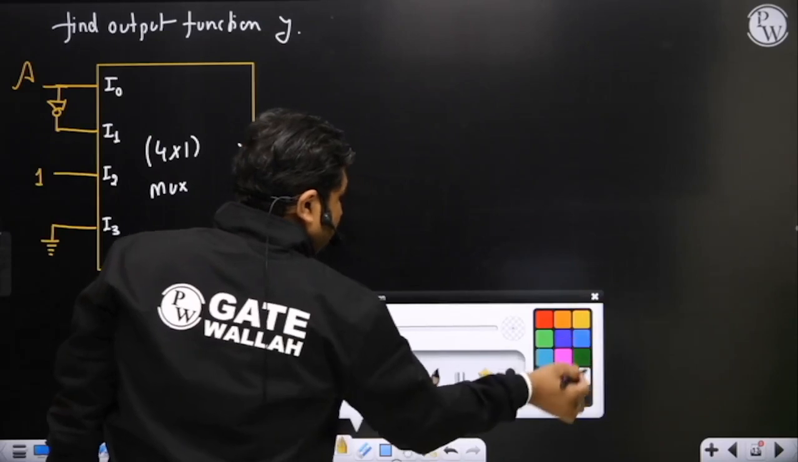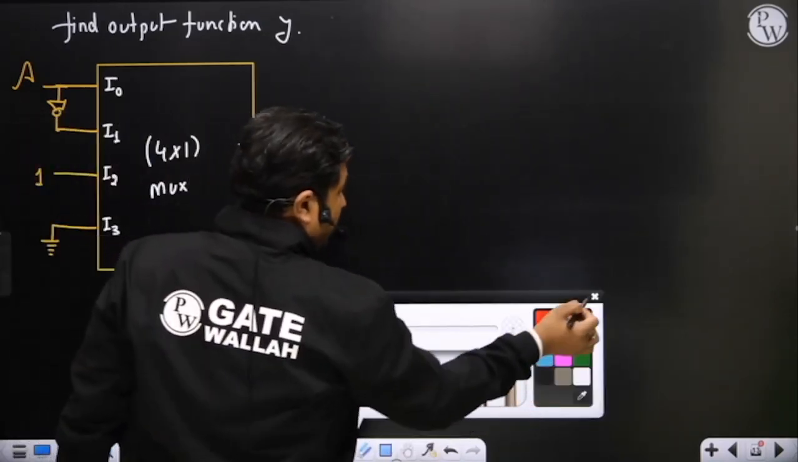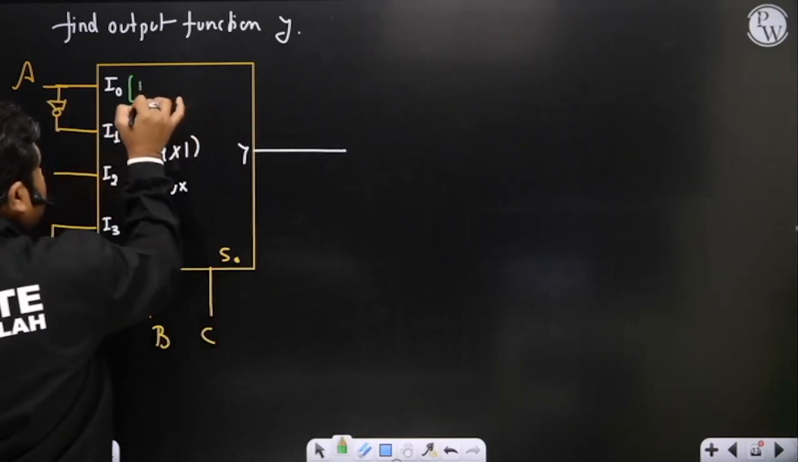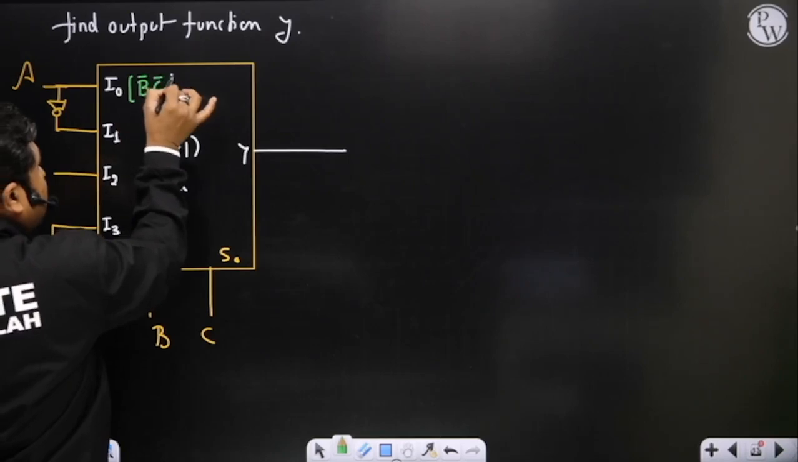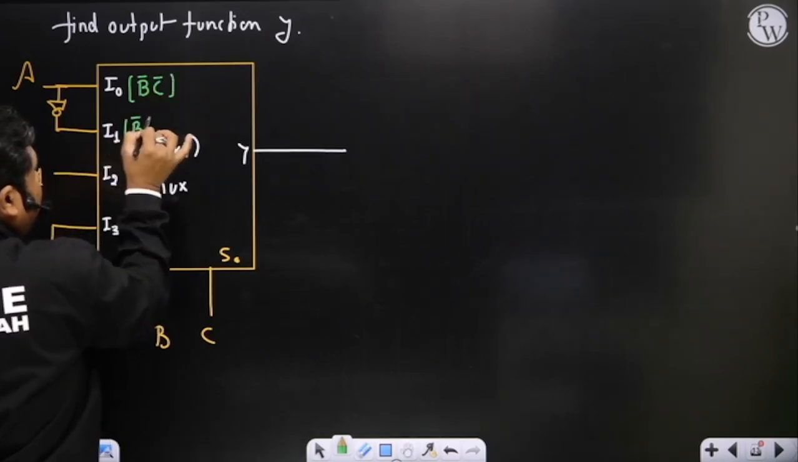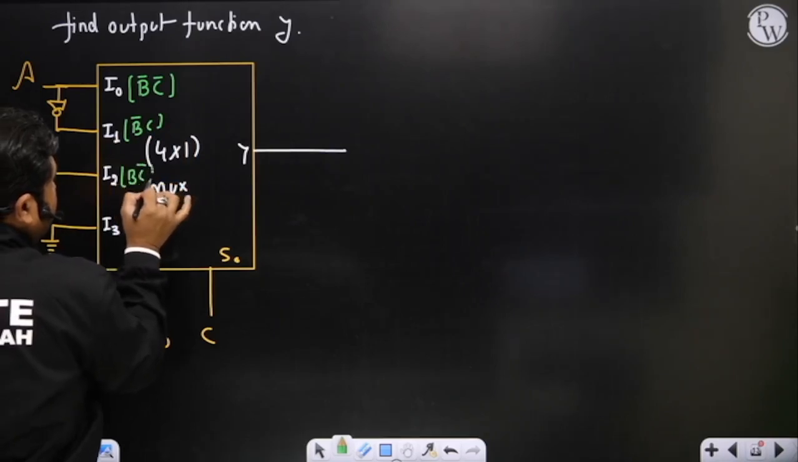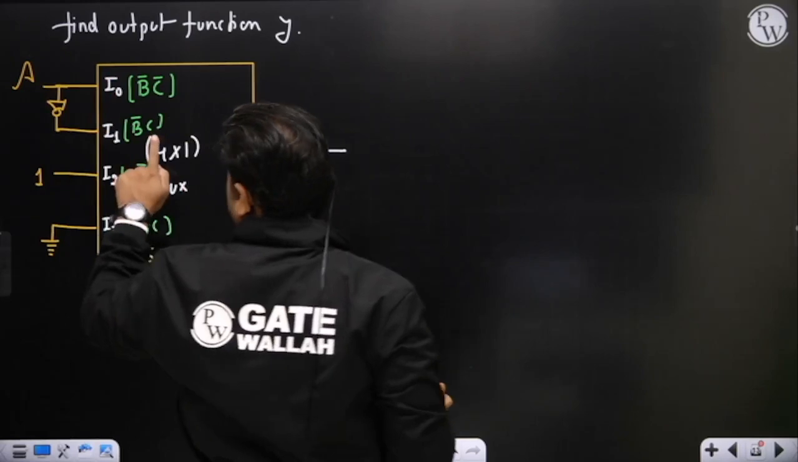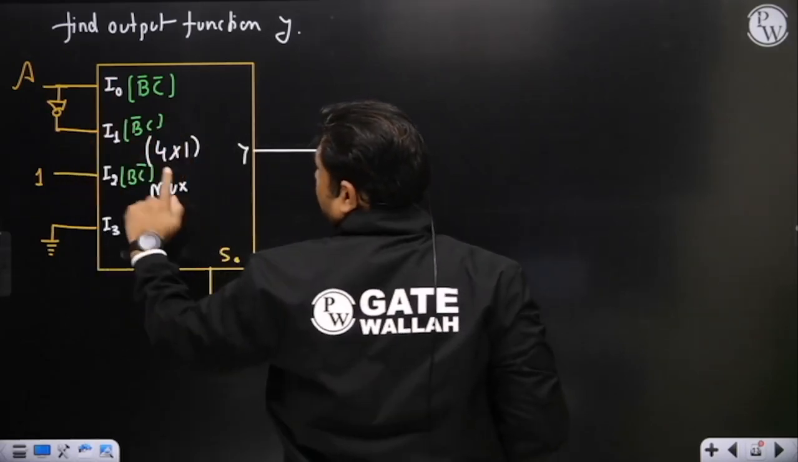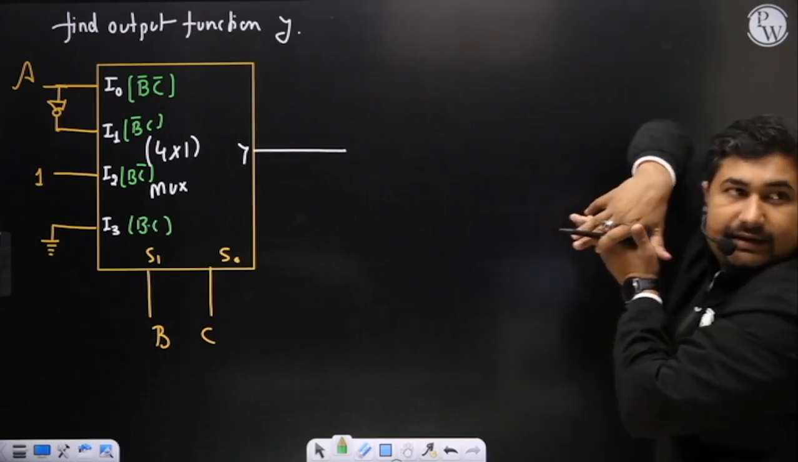Now, because of the select line, the input conditions available will be S1 bar, S0 bar, in terms of BC, B bar C bar. Here, B bar C. Here, BC bar. And this one is BC. Great, sir. This is going to be multiplied with the input line, and then all are going to be added by the OR gate. This is in our mind, sir.